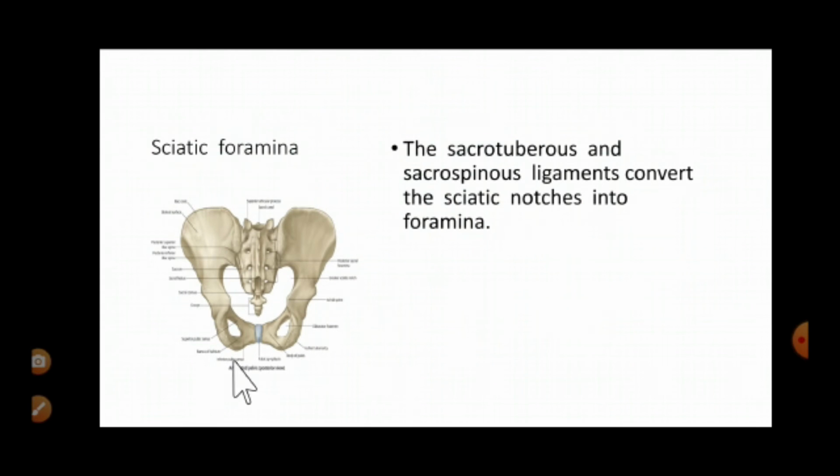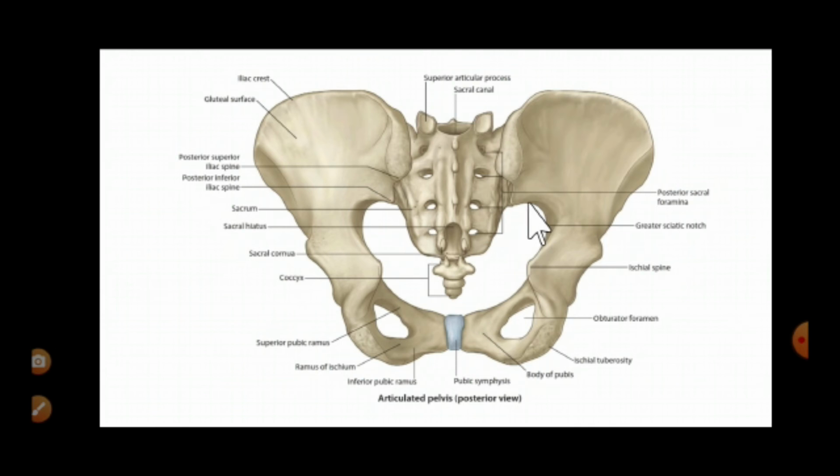Now coming to the sciatic foramen. The sacrotuberous ligament and the sacrospinous ligament convert the sciatic notches into foramina. So what two foramina are we going to talk about? The greater sciatic foramen and the lesser sciatic foramen. Here we saw in the previous slides that this notch is called the greater sciatic notch, and lower down here is the ischial spine, and as we go down there's another notch which is called the lesser sciatic notch. So we have a greater sciatic notch and a lesser sciatic notch here, and these will be converted into foramina. So here again, the greater sciatic notch and the lesser sciatic notch.